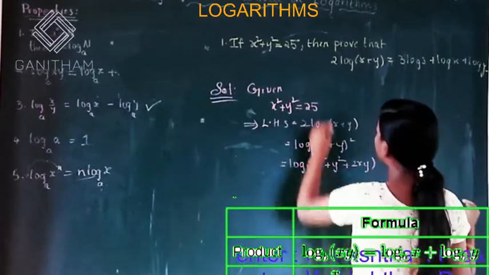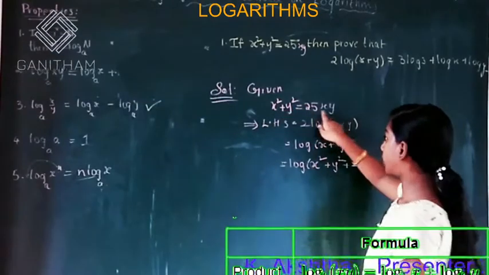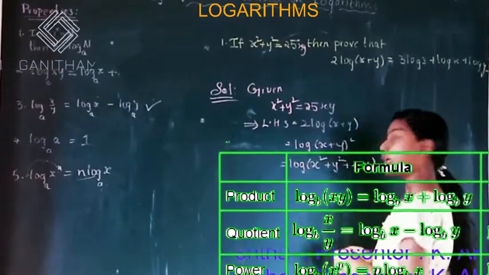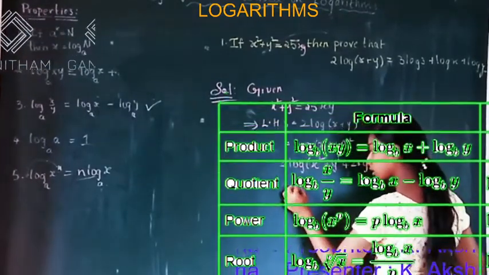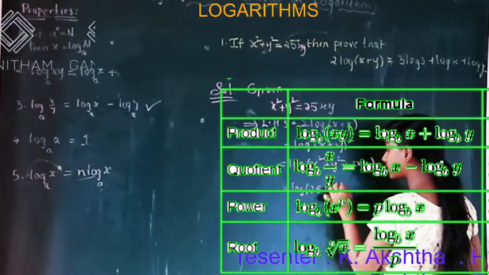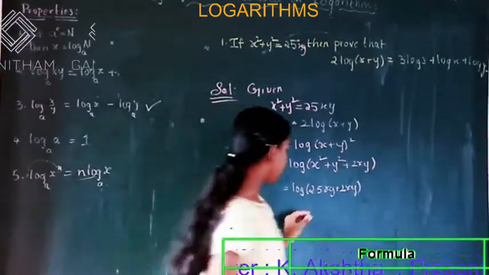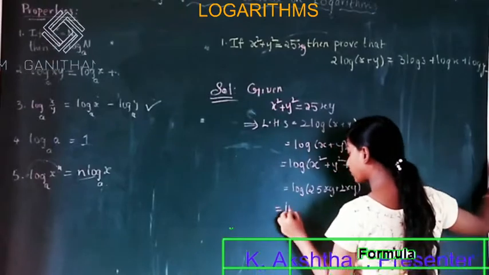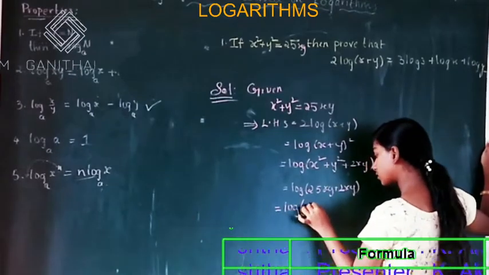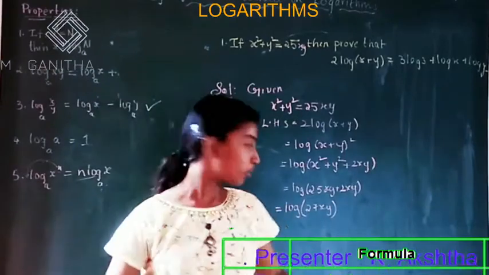And another thing, x square plus y square is given for us. It is not 25, ma, it is 25xy. Some printing mistake. Okay, it's 25xy. So x square plus y square is 25xy. So that becomes log of 25xy plus 2xy, isn't it? This is how we solve that. And the last step is that, what is 25xy plus 2xy? It's nothing but 27xy.